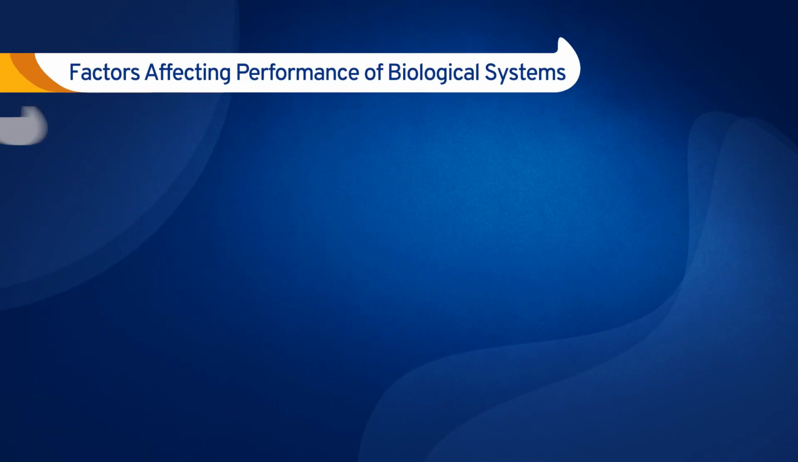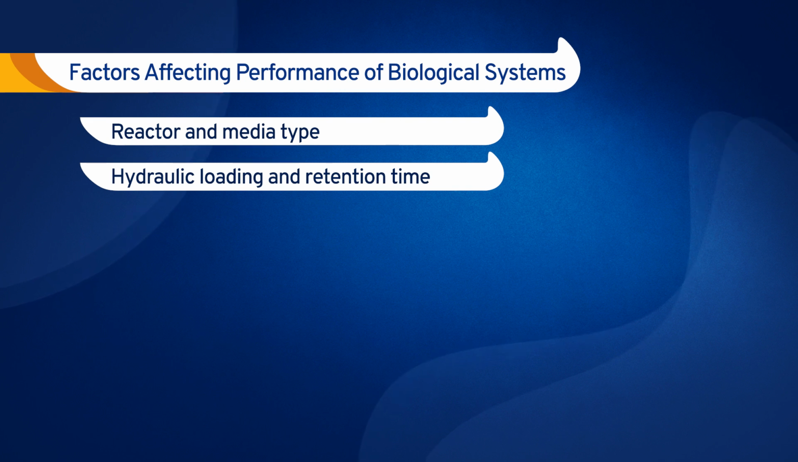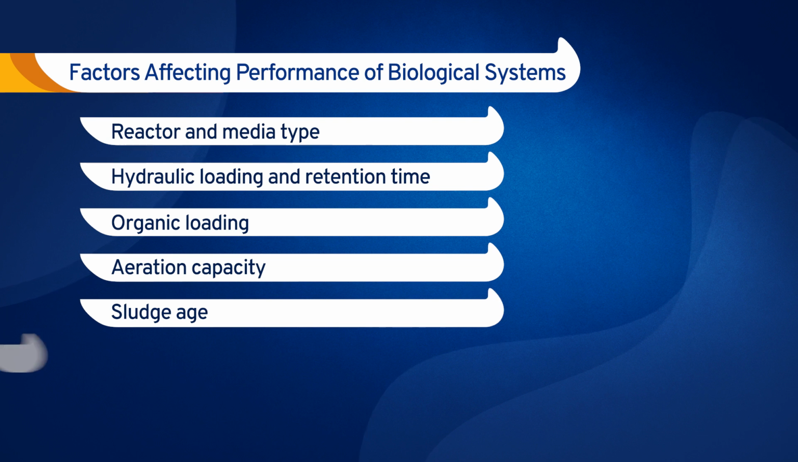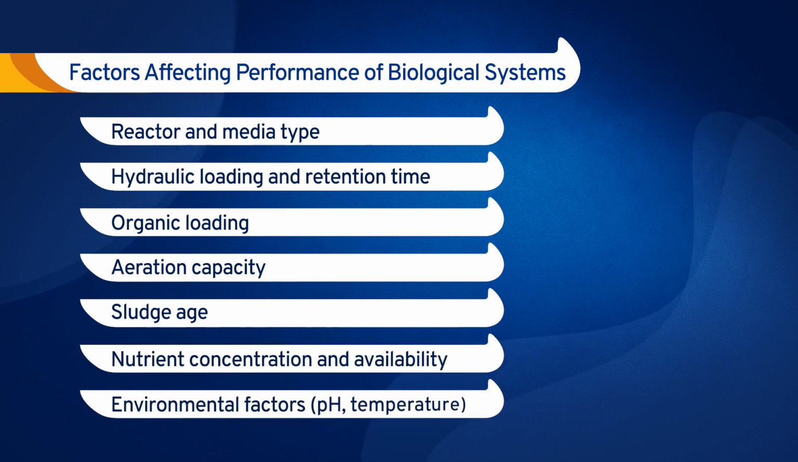Since we're discussing biological systems, the rates and reactor performance are affected by a range of physical, operational, and environmental factors that overall reflect the degradation efficiency. These, for example, can be reactor and media type, hydraulic loading and retention time, organic loading, aeration capacity, sludge age, nutrient concentration and availability, and environmental factors such as pH and temperature.